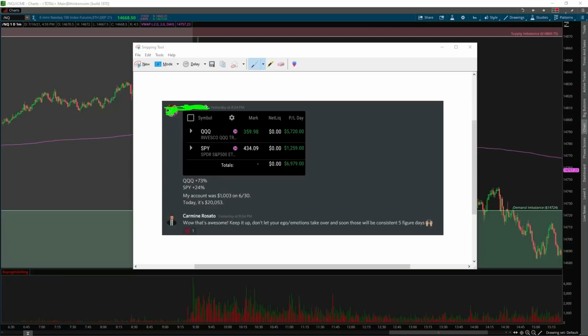And I'm telling you all, I work with a lot of traders. A lot of them have success sticking with QQQ and SPY. For example, this trader made $5,700 and $1,200 on SPY for a $7,000 profit, 73% and 24%. So he doesn't have a crazy amount invested. It's very feasible. His account was $1,000 to end June, and today it's $20,000.